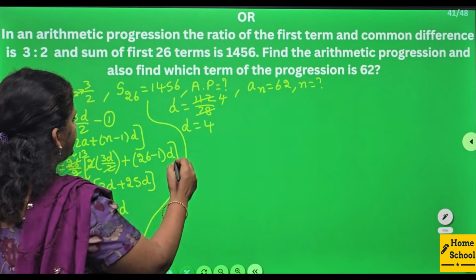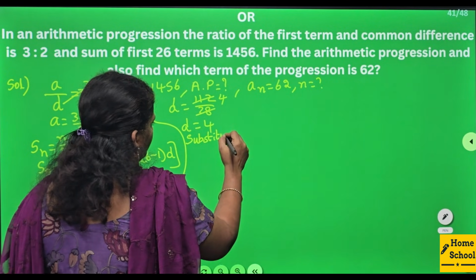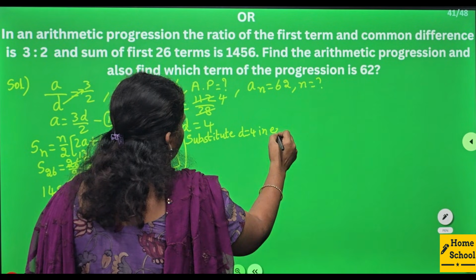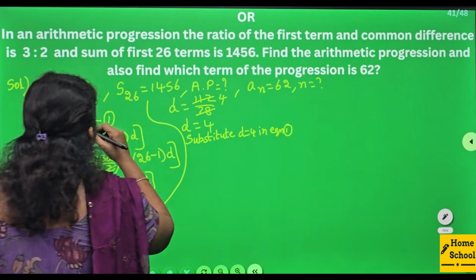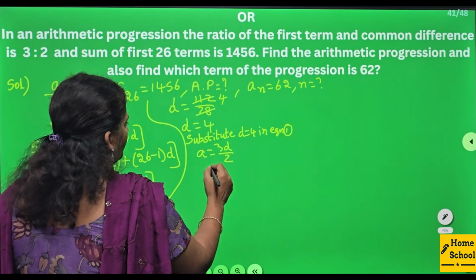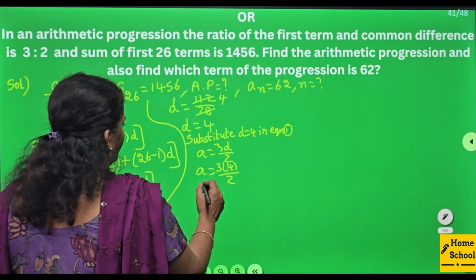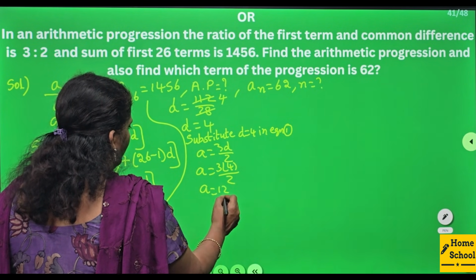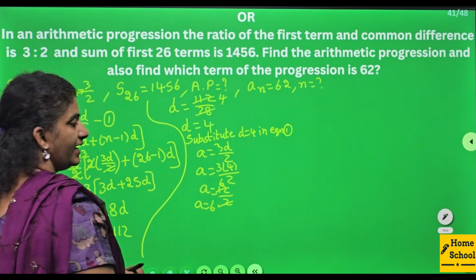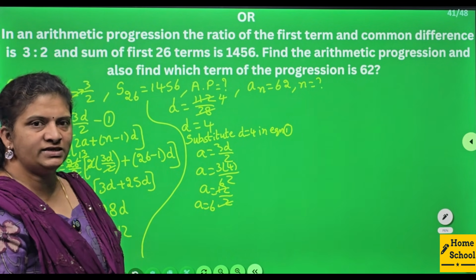Now substitute this d value. Substitute d is equal to 4 in equation 1. What is equation 1? A is equal to 3d by 2. That is, A is equal to 3 into 4 by 2. A is equal to 12 by 2. A is equal to 6. That is, first term is 6 and the common difference is 4.